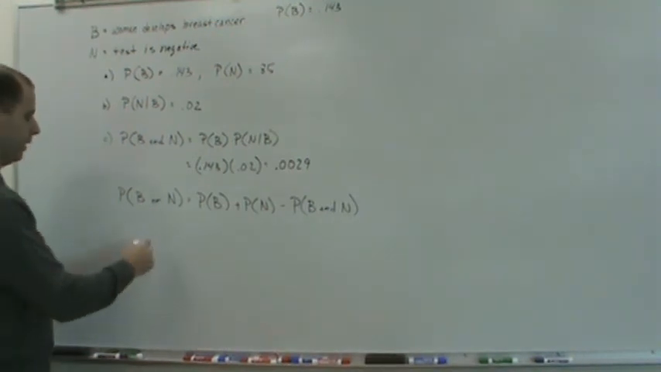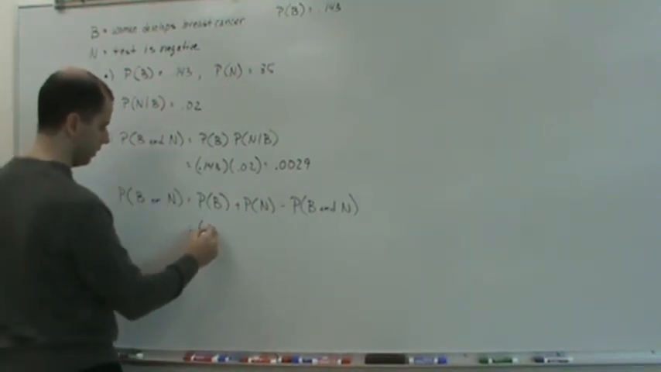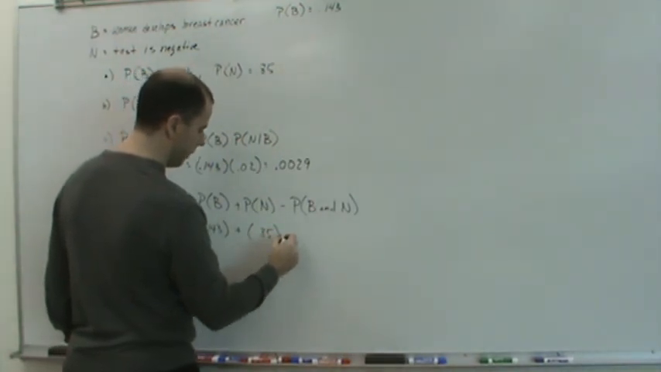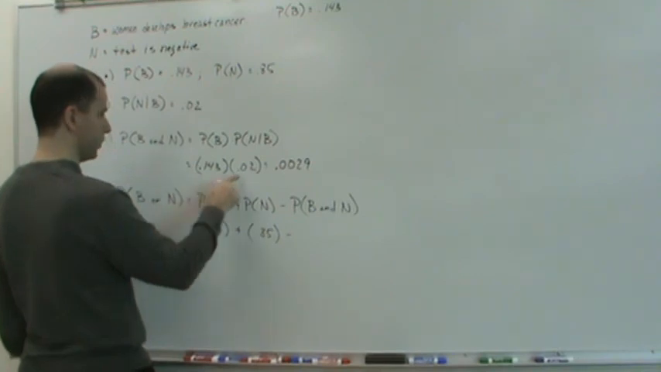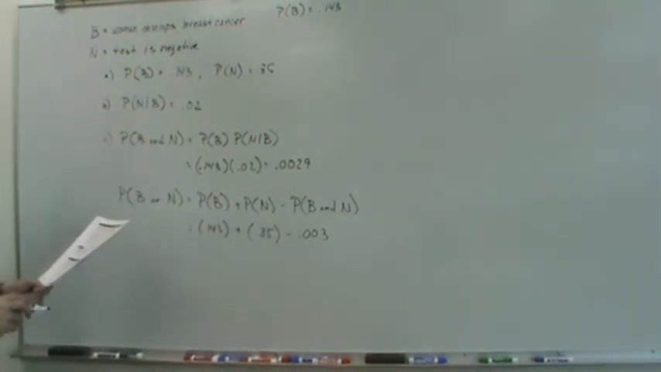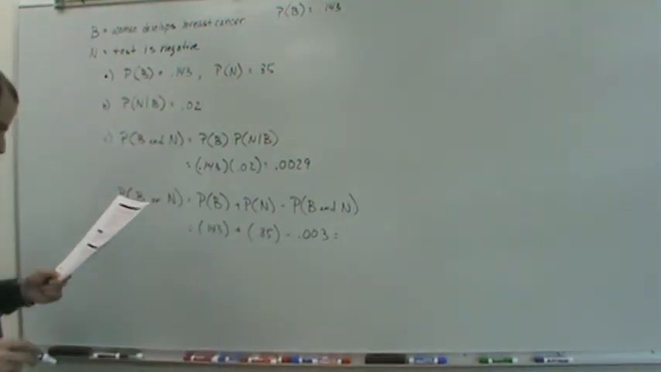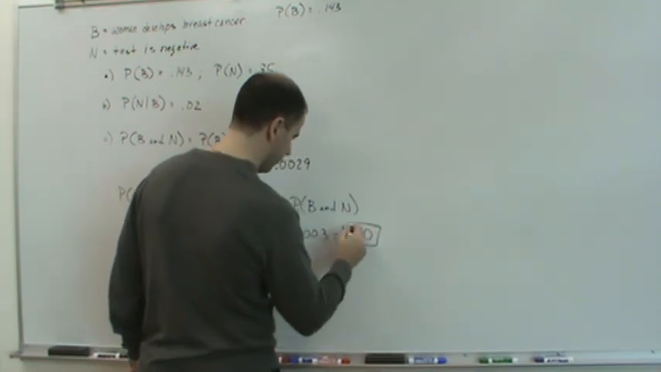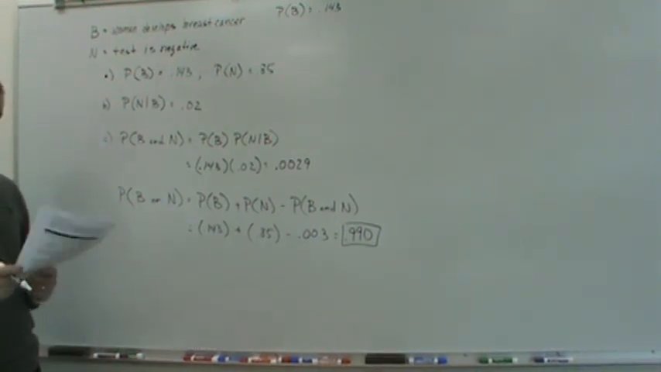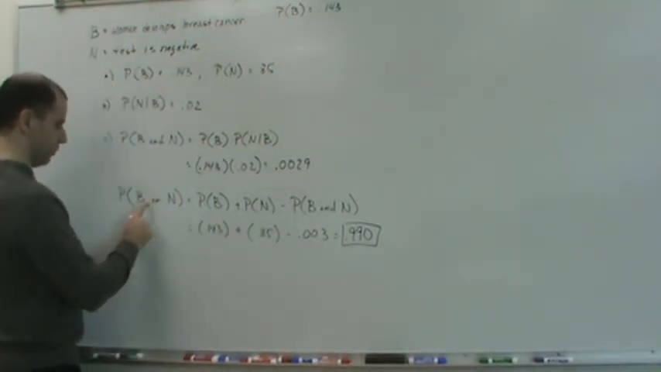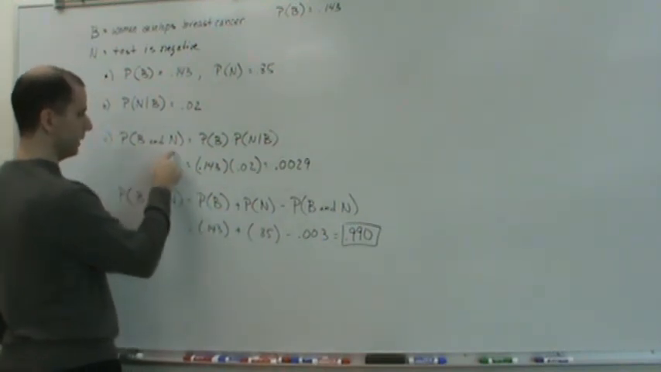And we know all of these. This one is 0.143, plus the probability of N, which is 0.85, minus the probability of B and N, which we just found is 0.0029, or 0.003 if we want to stick to 3 decimal places. If we add and subtract, we get 0.990 as our probability. So that's using the general addition rule. Now we know from this that these are not mutually exclusive, because this probability is not equal to 0.